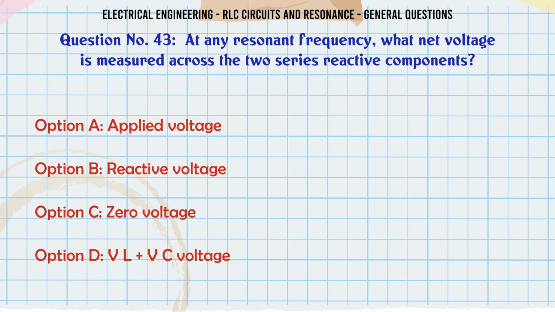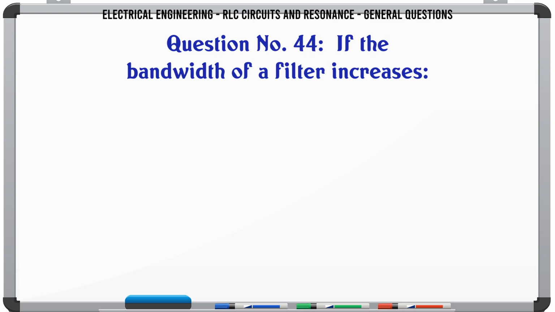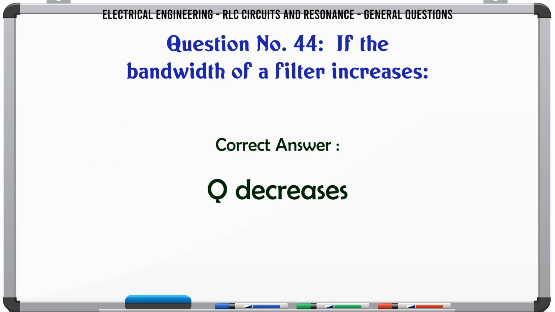A. Applied voltage. B. Reactive voltage. C. Zero voltage. D. VL VC voltage. The correct answer is 0 voltage. If the bandwidth of a filter increases, A. Q decreases. B. The roll-off rate increases. C. The half-power frequency decreases. D. The center frequency decreases. The correct answer is Q decreases.